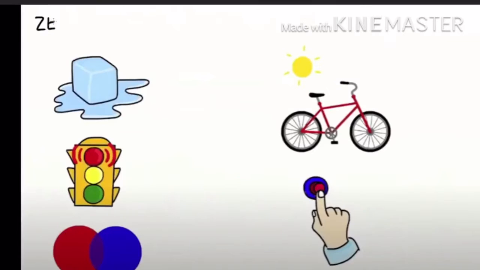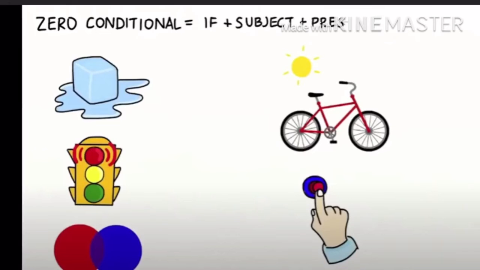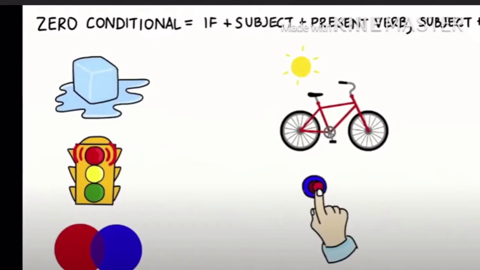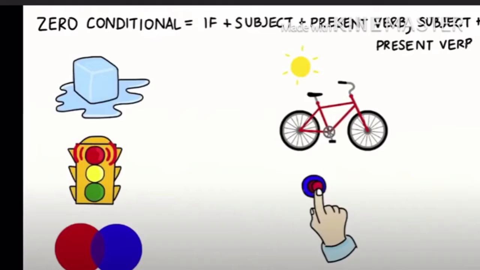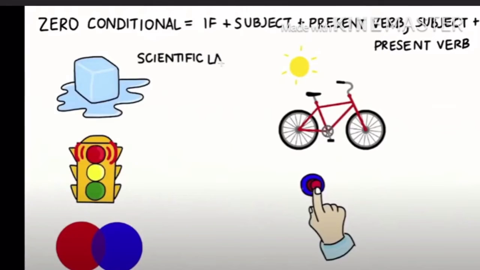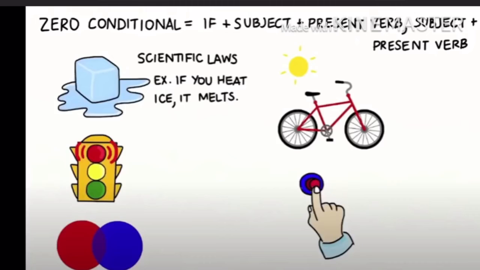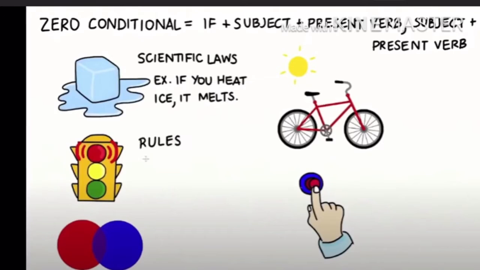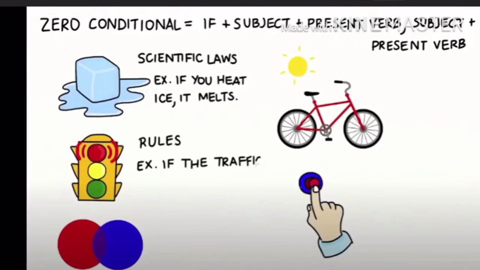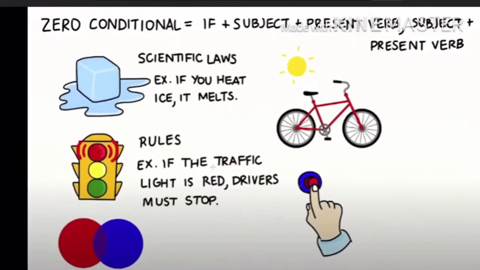Okay, remember that in zero conditional, we have the structure: if plus subject plus present verb, then the second part with a present verb. We said that we could use it for scientific laws. Example: if you hit ice, it melts. We could also use it for rules: if the traffic light is red, drivers must stop.